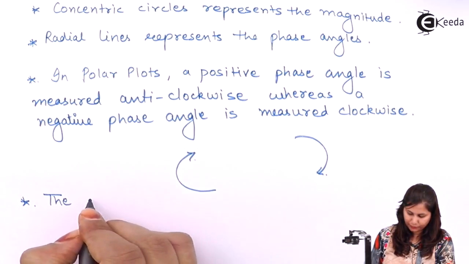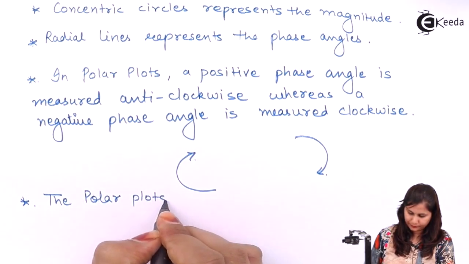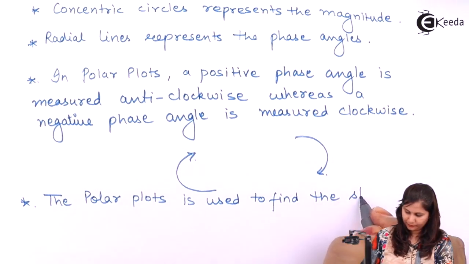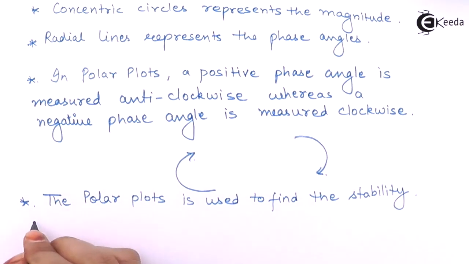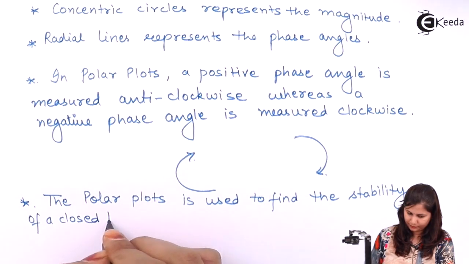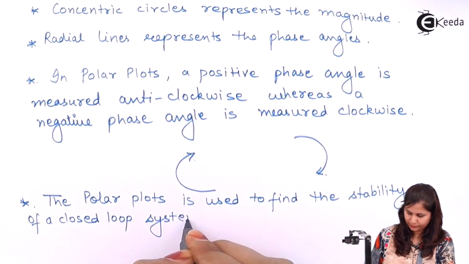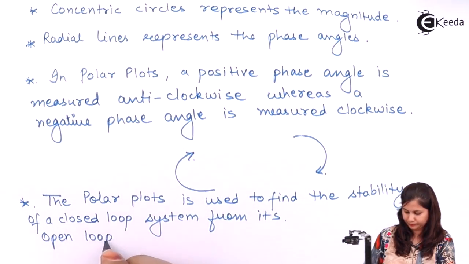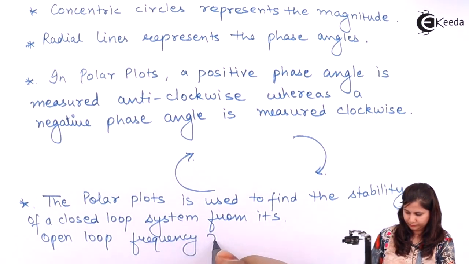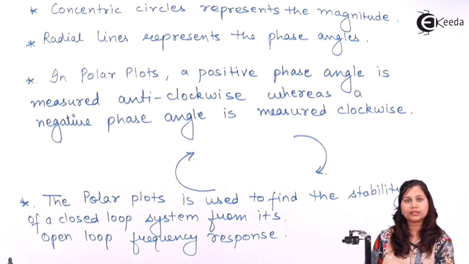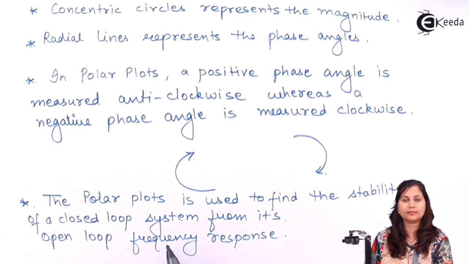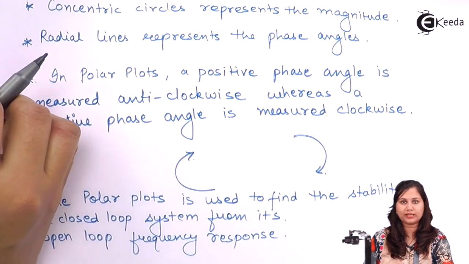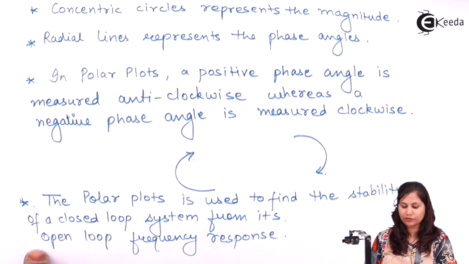Next, we have that the polar plots are used to find out the stability of a closed loop system from its open loop transfer function. So polar plots can be used to find out the stability through the open loop transfer function. So these are the basics of the polar plots which you have to keep in mind.